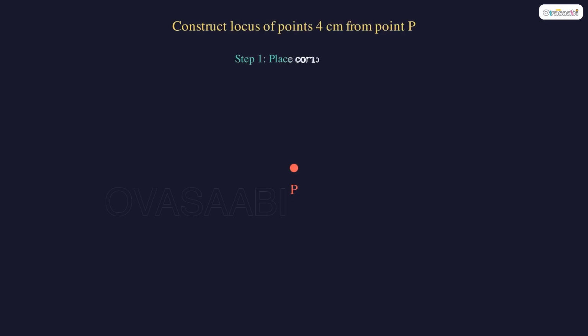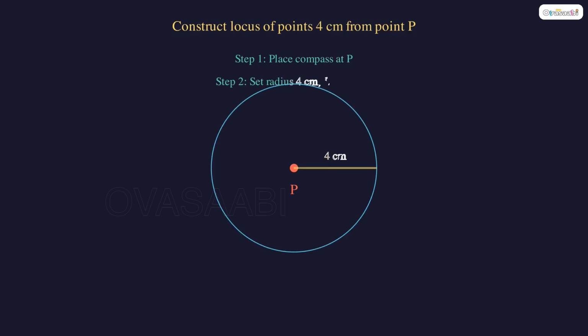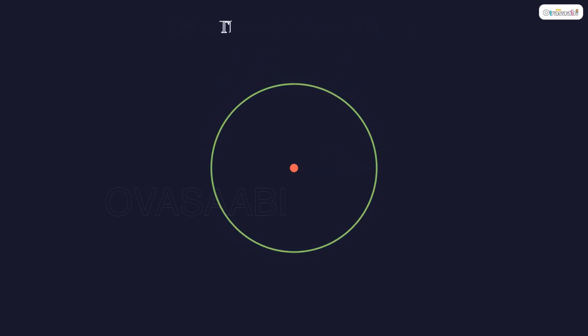Worked example 1. Construct the locus of points 4 cm from point P. Step 1. Place compass point at P. Step 2. Set radius to 4 cm and draw a complete circle. Every point on this circle is exactly 4 cm from P. Any point inside is less than 4 cm. Any point outside is more than 4 cm. The circle is our answer.